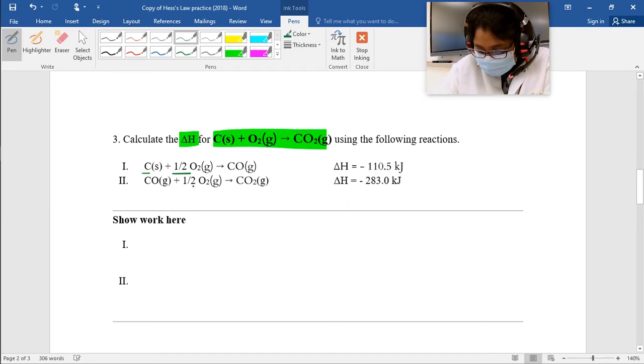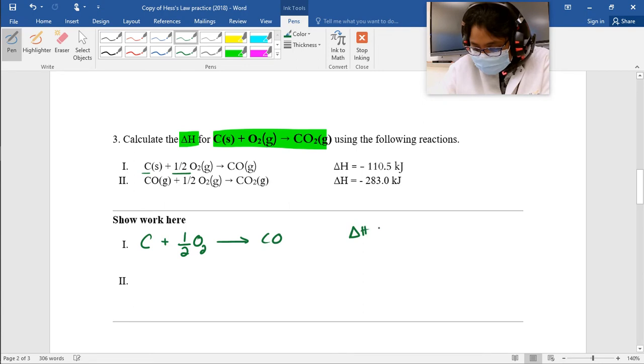Since O2 is also present in the second equation, we're going to prioritize carbon. It's on the correct side. It's the correct number, so we're going to just rewrite it as it is. CO. Nothing happens to the delta H. Negative 110.5 kilojoules, okay?